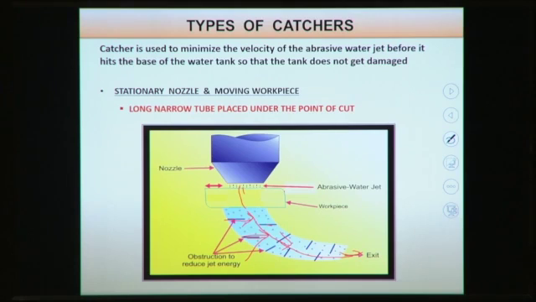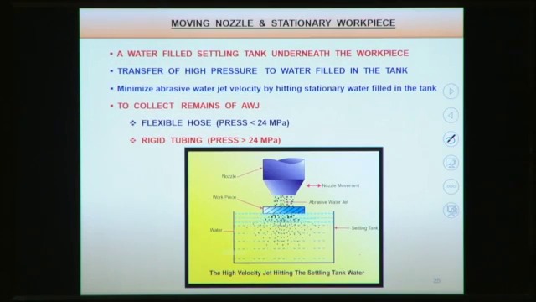So this is the stationary nozzle and moving workpiece, with a long narrow tube placed under the point of cut. Now the second one is the moving nozzle and stationary workpiece. Here the workpiece is stationary but your nozzle is moving. In the earlier case we kept a water tube, but in this case we are using a water tank. Just above that water tank, we have kept the workpiece using friction. So a water filled settling tank is kept underneath the workpiece, and the high pressure is transferred to the water filled in the tank.